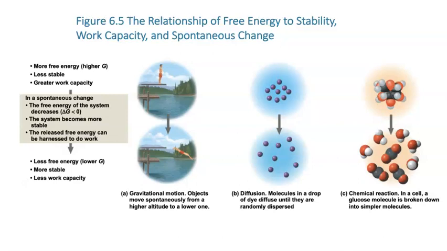So in the spontaneous change, going from where there's more free energy and less stability, the delta G, we say, is less than 0. That means it's negative. The system becomes more stable over time, and energy is released to do work. So gravitation, diffusion, chemical reactions, all of these are examples of how free energy is used as it changes state.